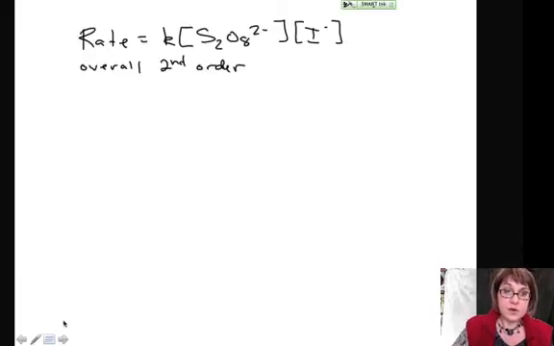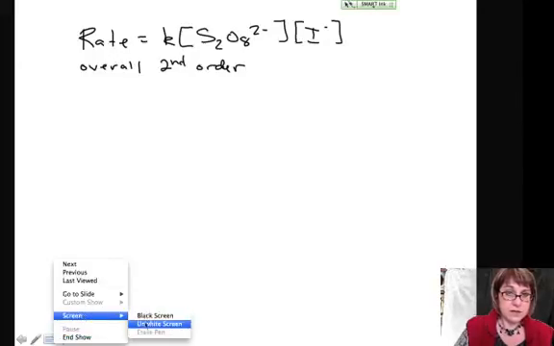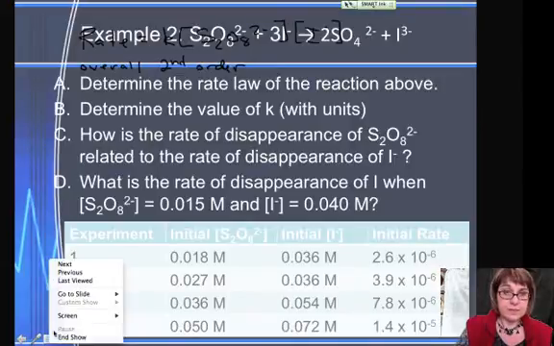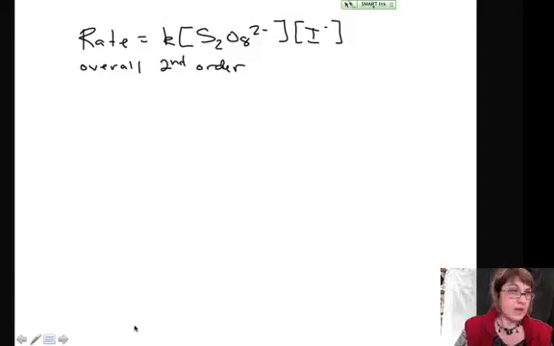Now we have to answer part B. Let me remind you what the question was asking. Part B says determine the value of K with units. So now is where we would take one of our experiments. It doesn't really matter which one. Let's just pick one. How about the first one? Sound good? And we're going to put in those numbers.